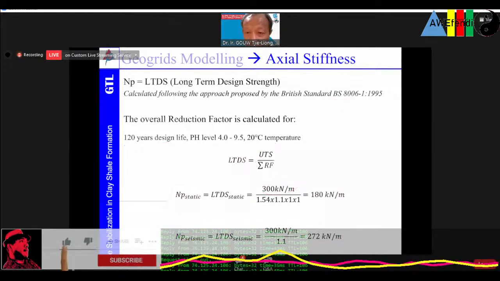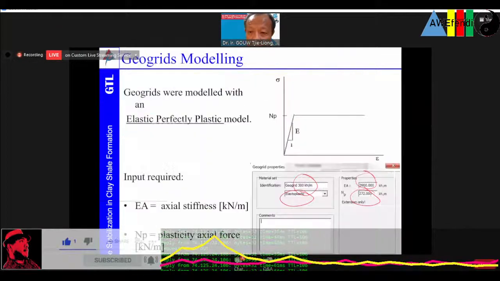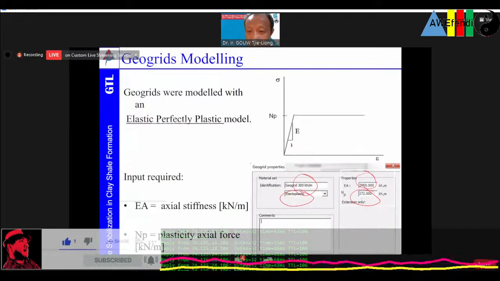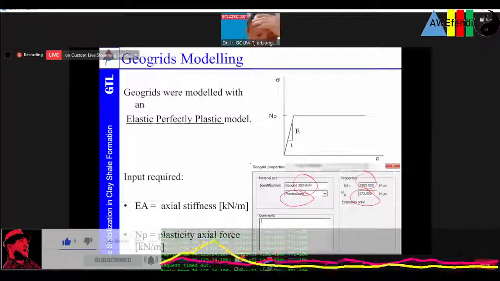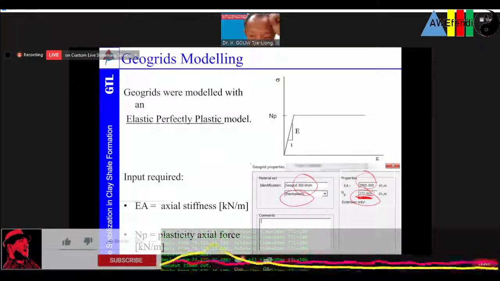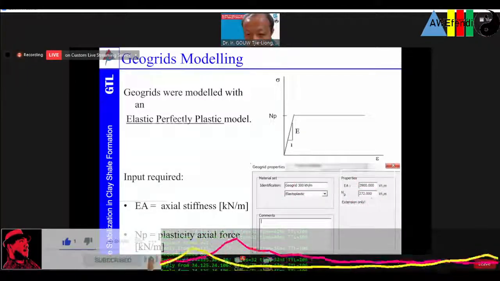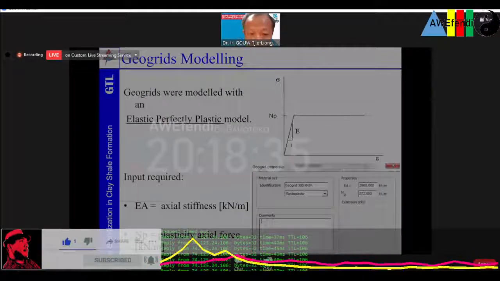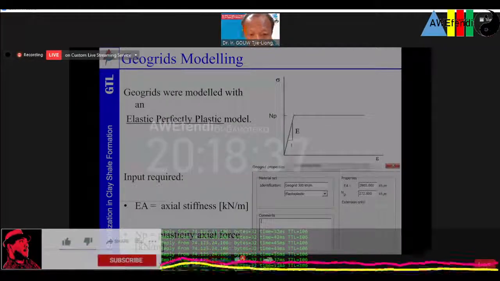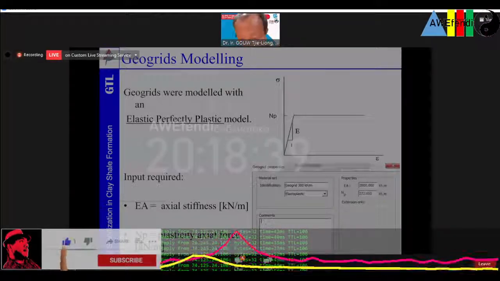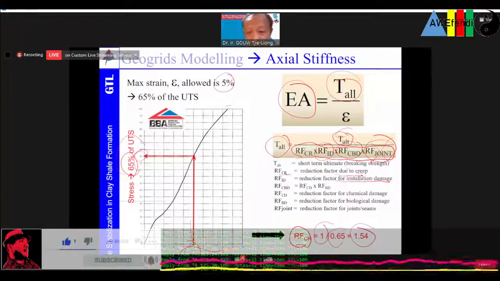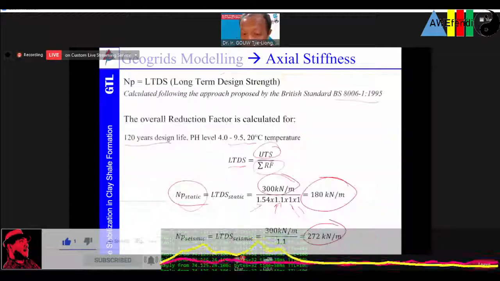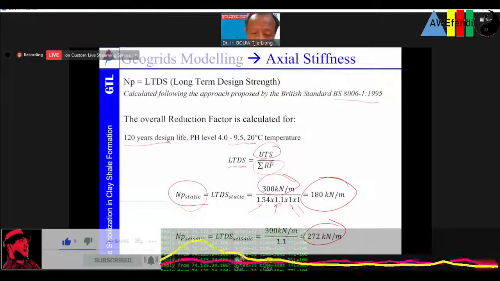Then if we go back here, this is the one used when we do the analysis for the earthquake. We increase the NP value, the maximum value during the earthquake. We take this value, but for static condition, we took this 180.